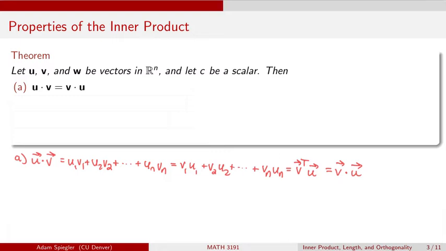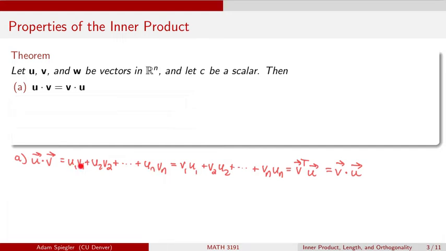This follows from the fact that multiplication is a commutative operation, multiplication of two scalars. So if I take the dot product of u and v, recall by definition that would be u1 times v1 plus u2 times v2 all the way up to plus un times vn. And these are products of two numbers. So we know that the order that we multiply numbers doesn't matter.